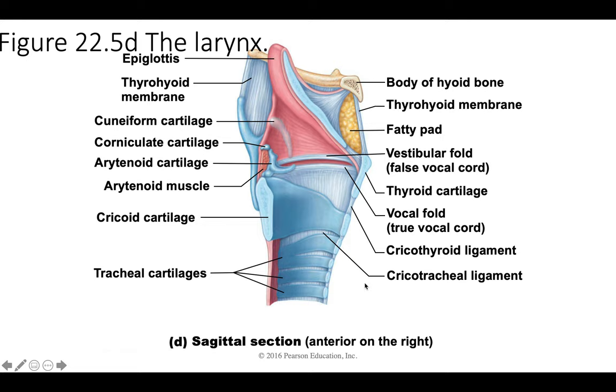So in this drawing, we have a sagittal section of the larynx. If we start off, we have the epiglottis. As we move backwards, you can see this is a part of the hyoid bone, showing the body of the hyoid bone. As you go inferior, this is where we have the cuneiform cartilage you can see over there. Here's the corniculate cartilage, and here's the cricoid cartilage over here. When you go inferior to that, we can see the tracheal rings or the tracheal cartilages that are present. And here's the cricotracheal ligament, and then this would be the cricothyroid ligament over here.